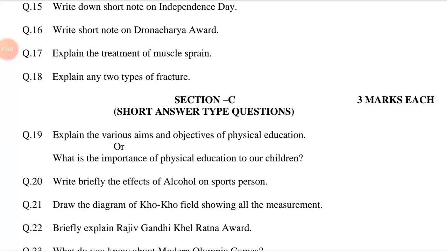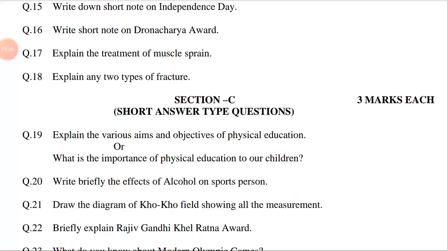Question number 15. Write a short note on Independence Day. Independence Day is celebrated annually on 15 August as a national holiday in India. This question is related to chapter number 7, National Games. The answer may be: why is this day celebrated in the whole country? What is the main motto to celebrate this annually? Who hoists the tricolor flag on this day, etc.